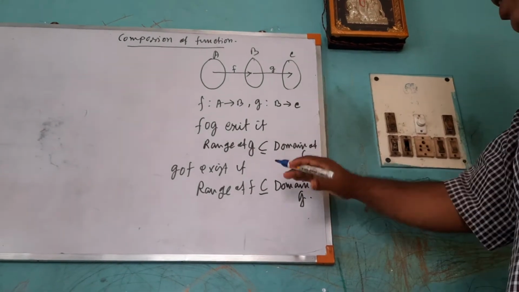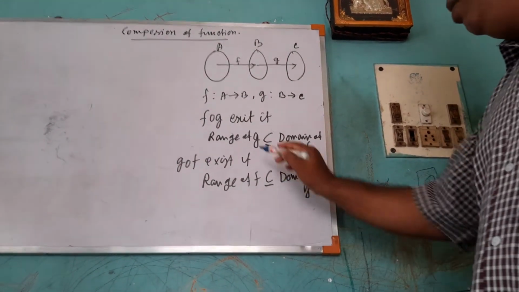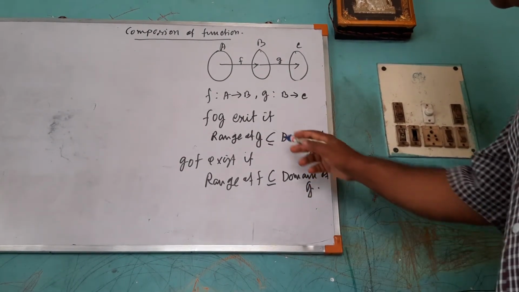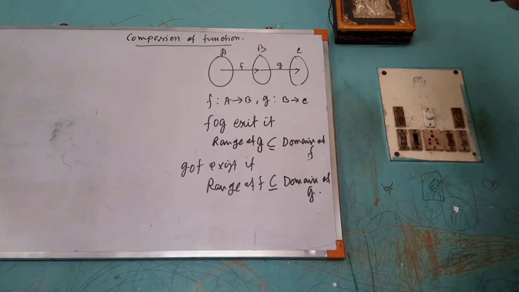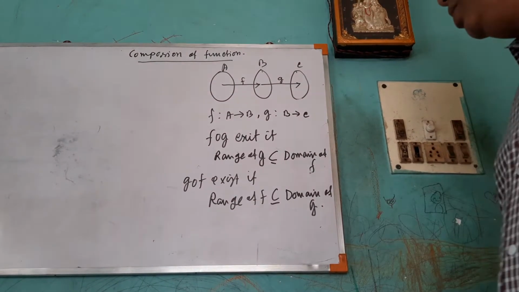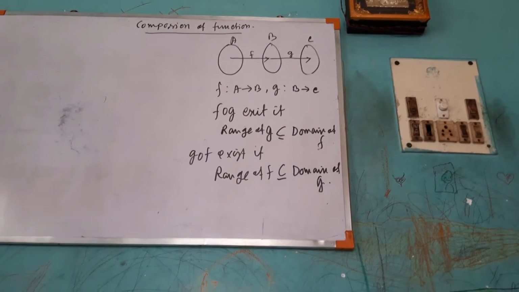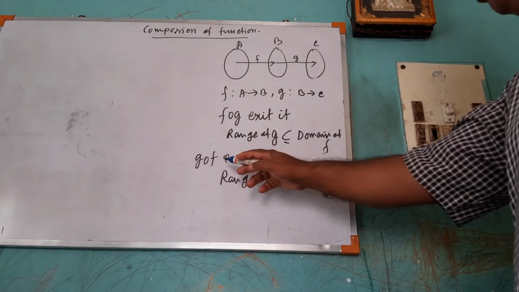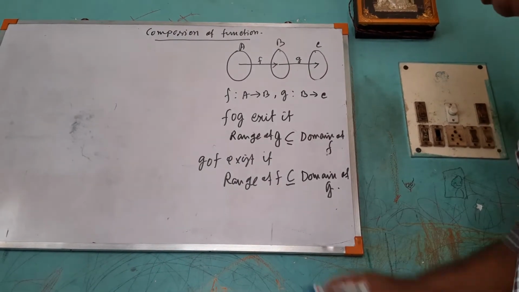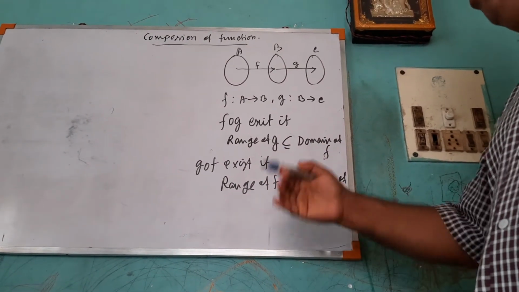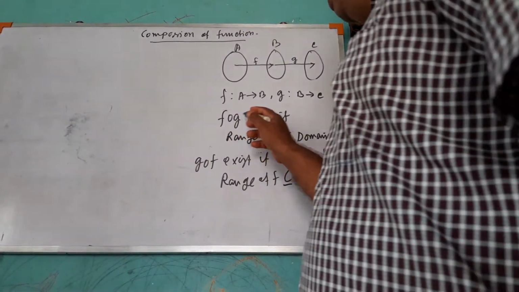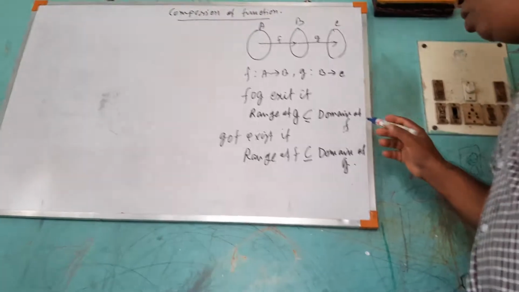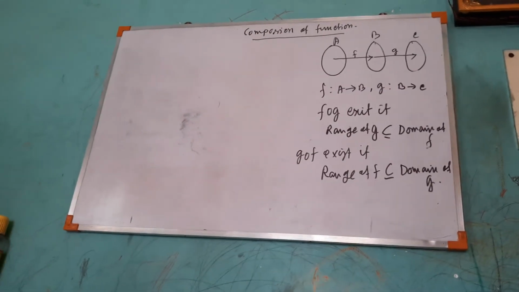No need to memorize all this formula, just listen. FOG exists if the range of G is a subset of the domain of F. GOF exists if the range of F is a subset of the domain of G. So then we can say GOF exists. That means we can calculate GOF. Exist means we can calculate. FOG we can calculate if the range of G is a subset of the domain of F.